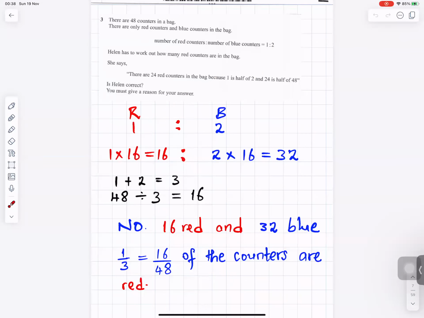So we have 1 times 16 is 16, 2 times 16 is 32. And 16 plus 32 gives you 48. So 1 plus 2, the ratio, you add them, 1 plus 2 is 3. So 48 divided by 3, that's how I got the 16. So the answer is no. There are 16 red and 32 blue. And that is 1/3. So 16 over 48 of the counters are red. 1/3 of the counters are red.